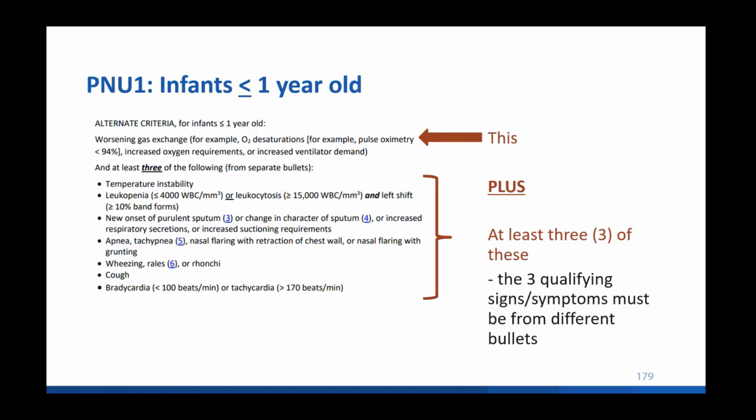The first alternative age-specific criterion is for infants less than or equal to 1 year of age. To meet this criterion, the infant must have evidence of worsening gas exchange, plus at least 3 additional signs or symptoms from different bullets.